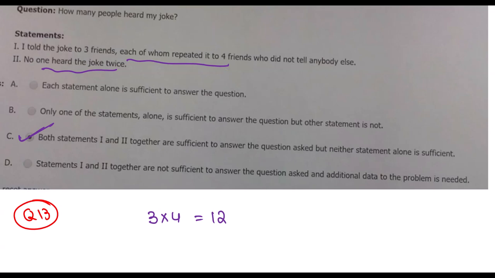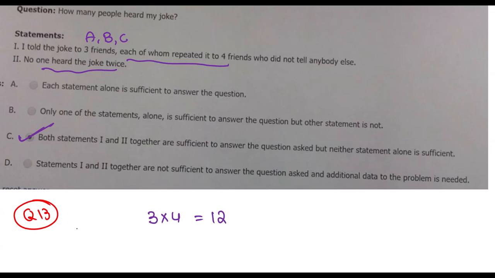Suppose those 4 friends are common only for the first person. Here, let's say A, B, C. If these 4 friends are common friends for A, B, C, that means a problem. It will be repeated. It's about how many people hear the joke, there will be repetition and all will be an issue. But the second statement is giving that clarity. First statement, okay, 3 into 4, 12. It may or may not be because some common friends may be there. That clarity is the next one. No one heard the joke twice. No common friends are there.